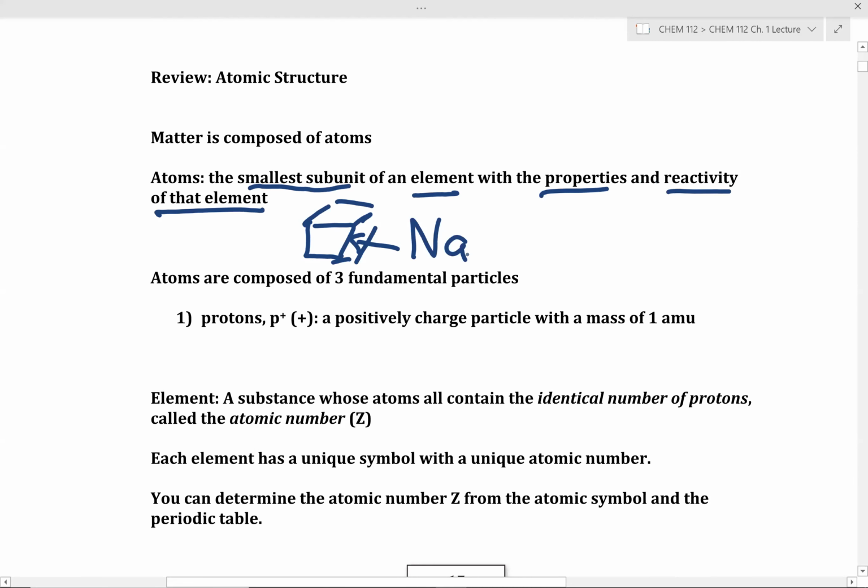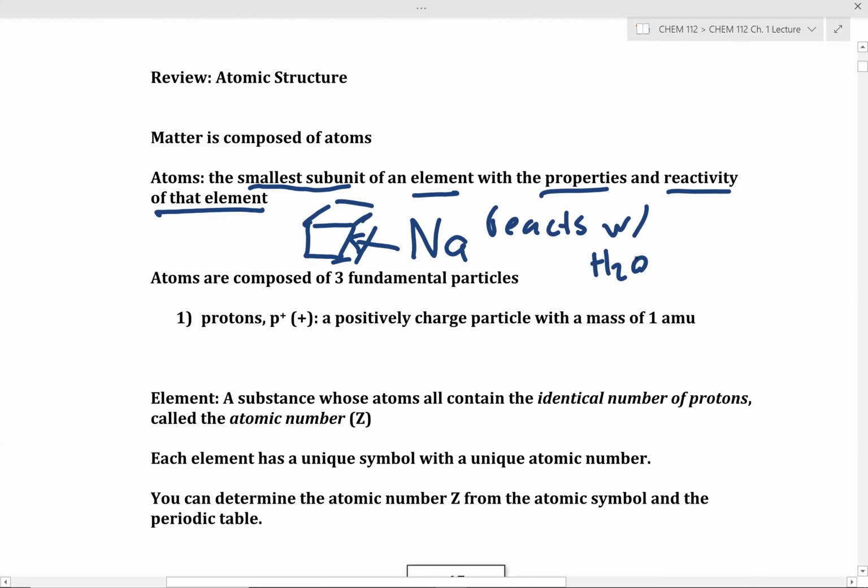What are some properties of sodium? How does sodium react? What's a marquee property of sodium? What happens if I put straight elemental sodium into water? Yes, it generates hydrogen. So sodium, as one of its properties, reacts with water.